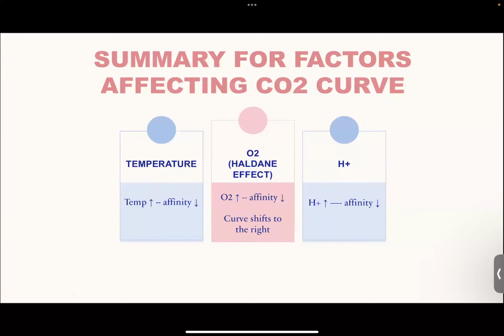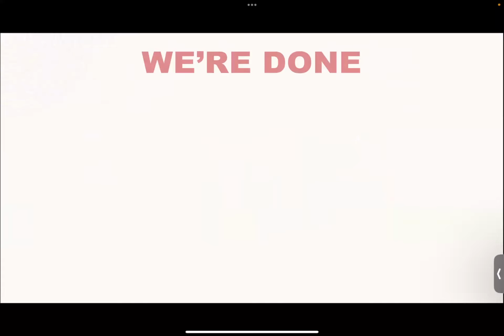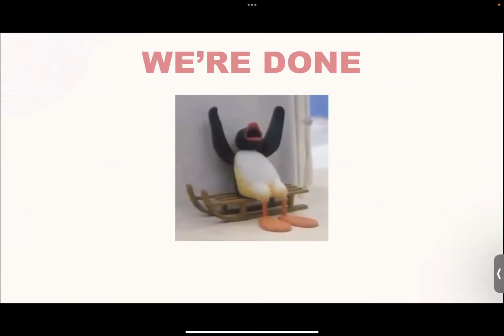Temperature: temperature increases, affinity decreases, curve shifts to the right. And the Haldane effect is what? When oxygen binds to hemoglobin, carbon dioxide affinity decreases, right? So when the concentration of oxygen increases, affinity decreases. And if H plus increases, affinity decreases. So yeah, that's it. We're done with the lecture.